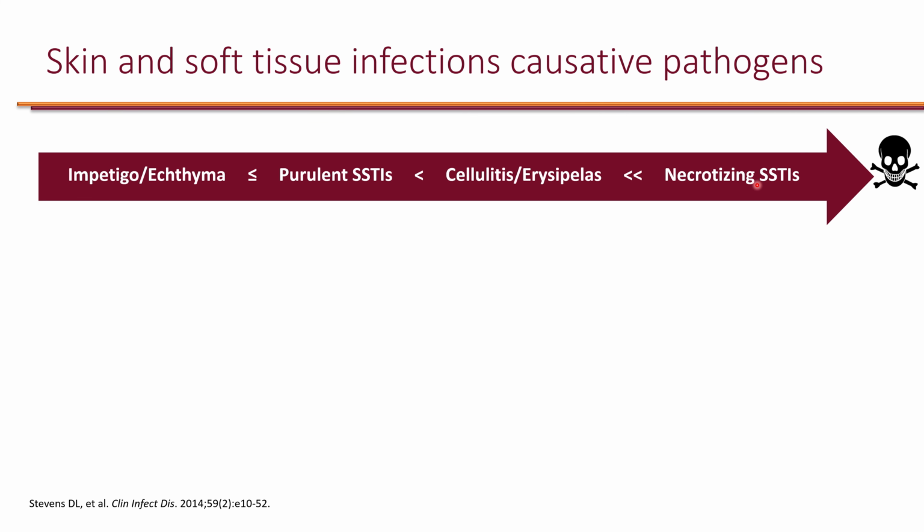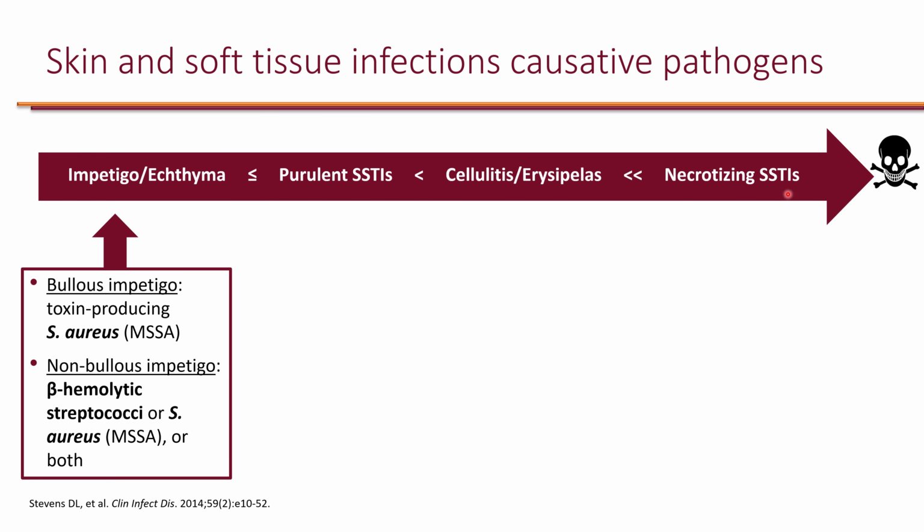And most severe would be necrotizing SSTIs that could lead to essentially toxic shock syndrome and mortality. Now, impetigo is broken into bullous and non-bullous impetigo. Essentially, the most common cause of bullous impetigo is toxin-producing Staphylococcus aureus, and most of these are actually MSSA, so we're not really concerned about MRSA specifically.